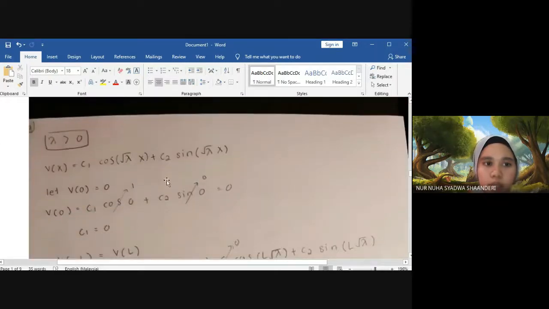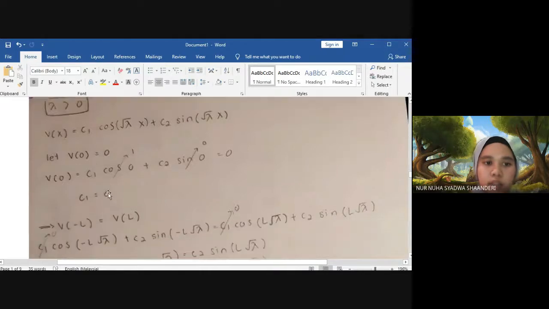And then we need to find the value of lambda that suits the V(x). So first one is lambda more than 0. This is the equation of V(x), which is C1 cos square root of lambda x plus C2 sine square root of lambda x. And first we let V(0) equals to 0, and we substitute x with 0, and we get C1 equals to 0.